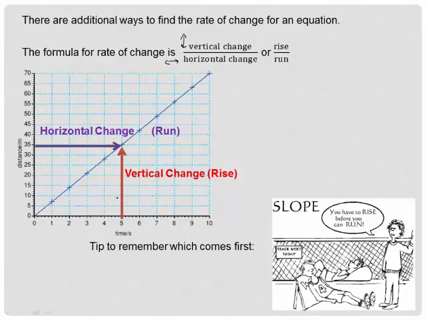So if we count this, I guess we're going by 5s. So 5, 10, 15, 20, 25, 30, 35 over our horizontal change, which is 1, 2, 3, 4, 5. So that would be 7.